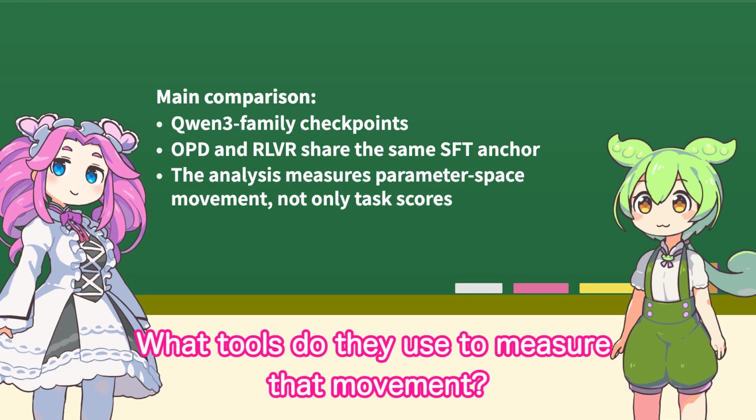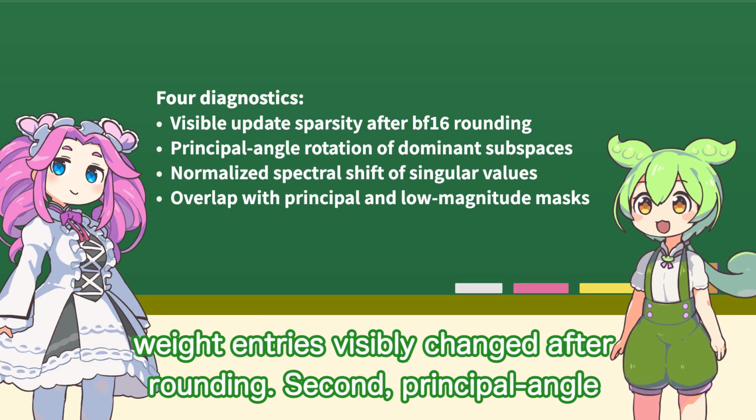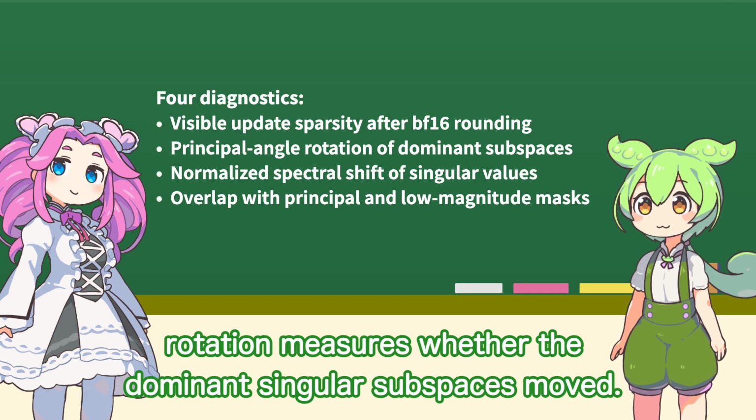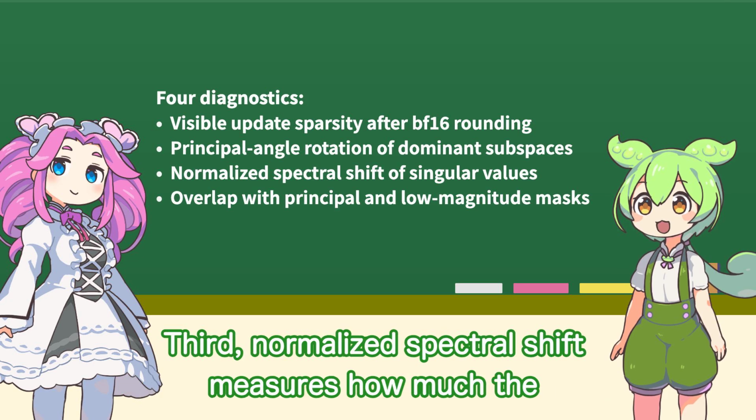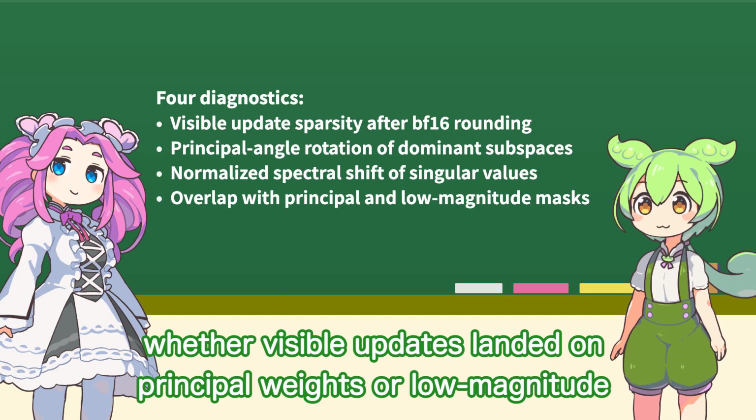What tools do they use to measure that movement? They use four diagnostics. First, bfloat16 update sparsity asks how many weight entries visibly changed after rounding. Second, principal angle rotation measures whether the dominant singular subspace is moved. Third, normalized spectral shift measures how much the singular value spectrum changed. Fourth, update mask overlap asks whether visible updates landed on principal weights or low magnitude weights.